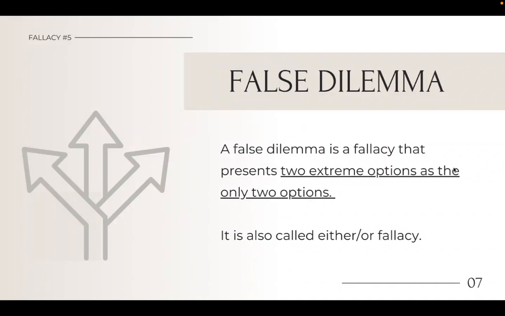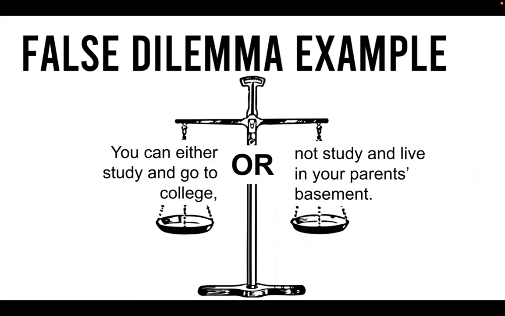This is a fallacy that will make you think, oh, there are two sides to this, and you only have these two options. So it's false dilemma, the either-or fallacy. "You can either study and go to college, or not study and live in your parents' basement." It's very two extremes, and you're making the reader, the listener, your opponent think that those are the only two options present.